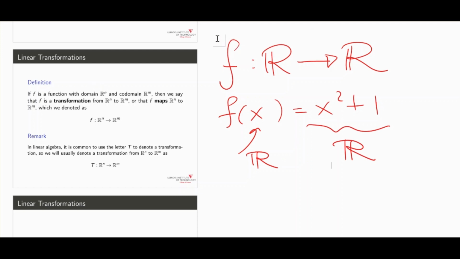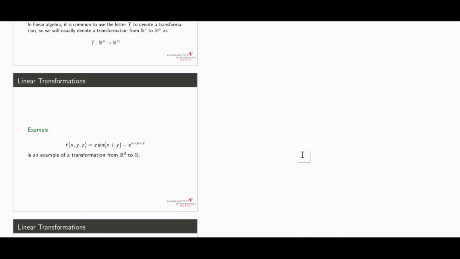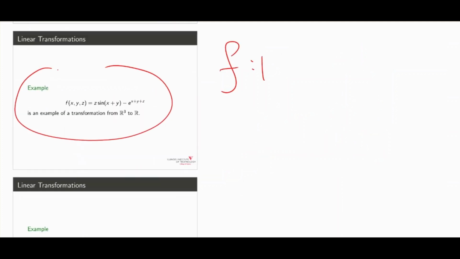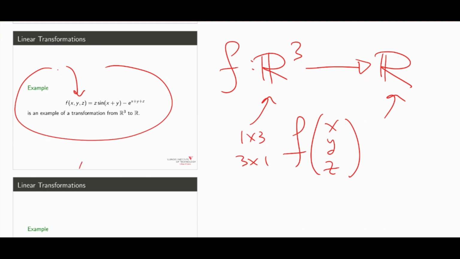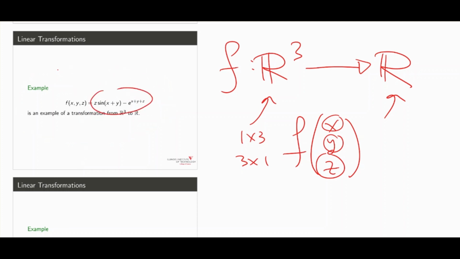And if you have taken multivariable calculus, you could also have seen a function that looks like this. This is a type of function that takes an element in R3 and maps it to the real numbers. You can see the input here is either a 1 by 3 row vector or a 3 by 1 column vector. Sometimes in linear algebra, we tend to write x, y, z like that, but in calculus, they usually write it like that, but it's the same thing. It means that the input is going to be a vector, either a row vector or a column vector. The output looks very complicated, but once you evaluate all the x, y, and z, the output is nothing but a number. So this is an example of a transformation, a mapping or function, that takes an element from R3 and maps it to R.